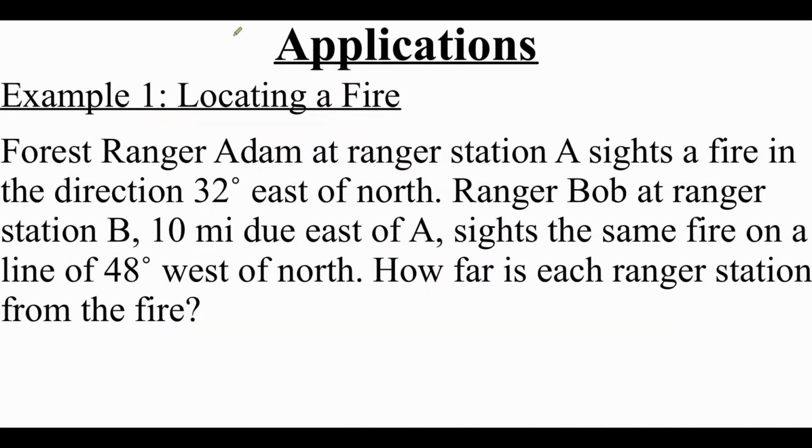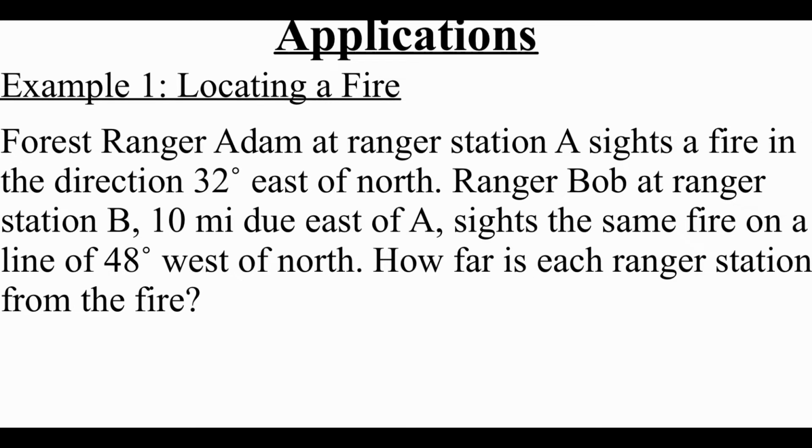In this video, we're going to take a look at some applications. So in this example, we're going to be locating a fire. Forest Ranger Adam at Ranger Station A sights a fire in the direction of 32 degrees east of north, and Ranger Bob, who is at Ranger Station B, which is 10 miles due east of Station A, sights the same fire on a line of 48 degrees west of north. And we want to figure out how far each ranger station is away from the fire.